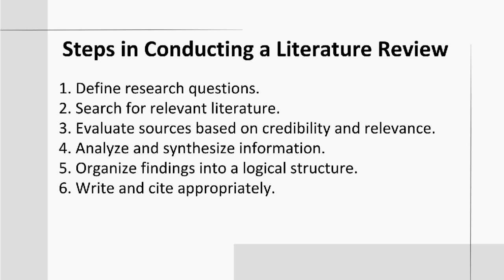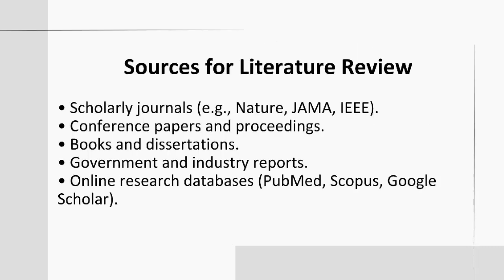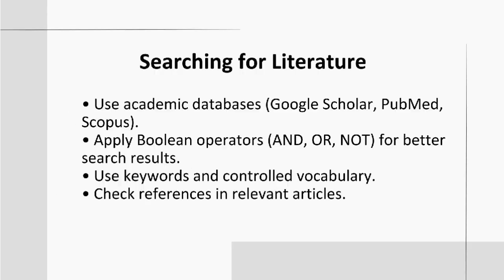Section 5: Sources for literature review. The quality of a literature review depends on the sources used. Reliable sources include scholarly journals like Nature, JAMA, and IEEE. Conference proceedings that provide cutting-edge research. Books and dissertations written by experts. Government and industry reports for policy-related studies. Online research databases such as PubMed, Scopus, and Google Scholar.